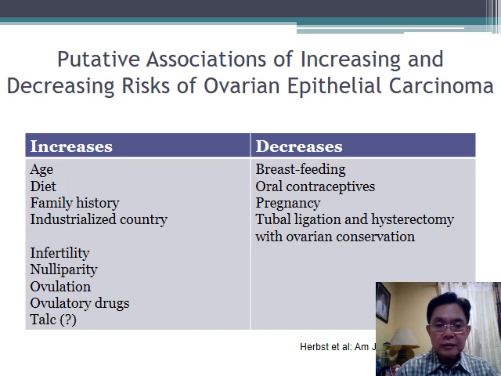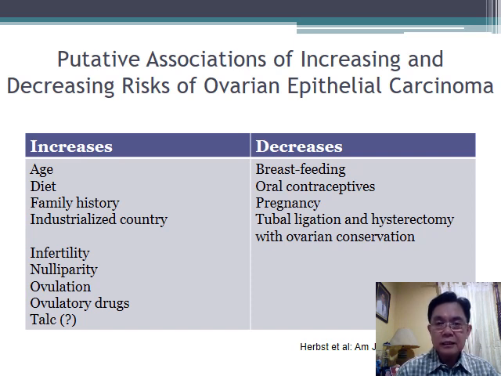Infertility and nulliparity might be related because infertile women mostly have lesser parity and therefore might be at increased risk of ovarian cancer. We mentioned about ovulation and ovulatory drug use. Use of talc is still controversial. On the other hand, breastfeeding, oral contraceptive pills, and pregnancy decreases the risk of a woman from developing ovarian cancer.